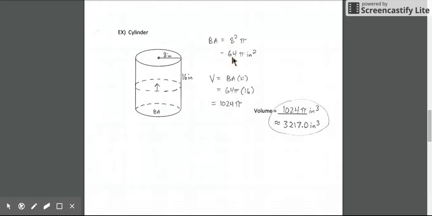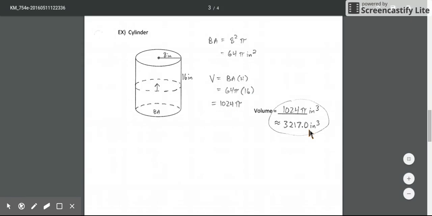8 squared times pi is 64 pi. Multiply that by the height. 64 times 16 is 1024 pi. And we could use a decimal approximation, multiply it by your decimal form of pi, and get about 3,217 cubic inches. So there's the volume of that cylinder. So the volume of any cylinder or prism is base area times height.